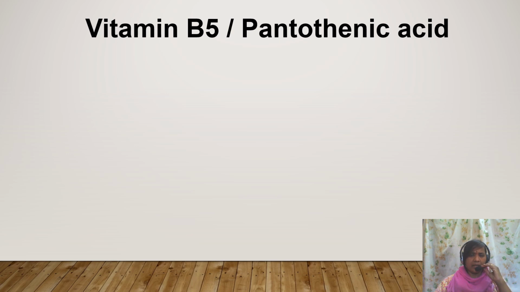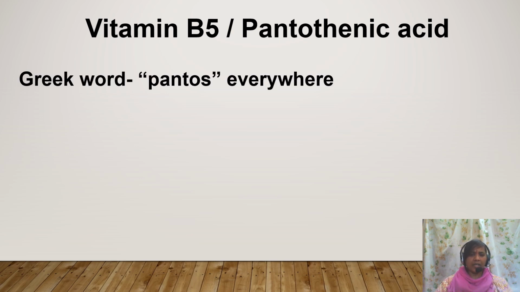Actually, the word pantos is derived from the Greek, which means everywhere, which means to say this pantothenic acid is present in small quantities in almost all the food we consume, whether it is from plant origin or animal origin. Because it is present in all the diets or foods, it is called pantothenic, and of course it has an acidic group in its structure, hence pantothenic acid. So the chemical name of vitamin B5 is pantothenic acid.